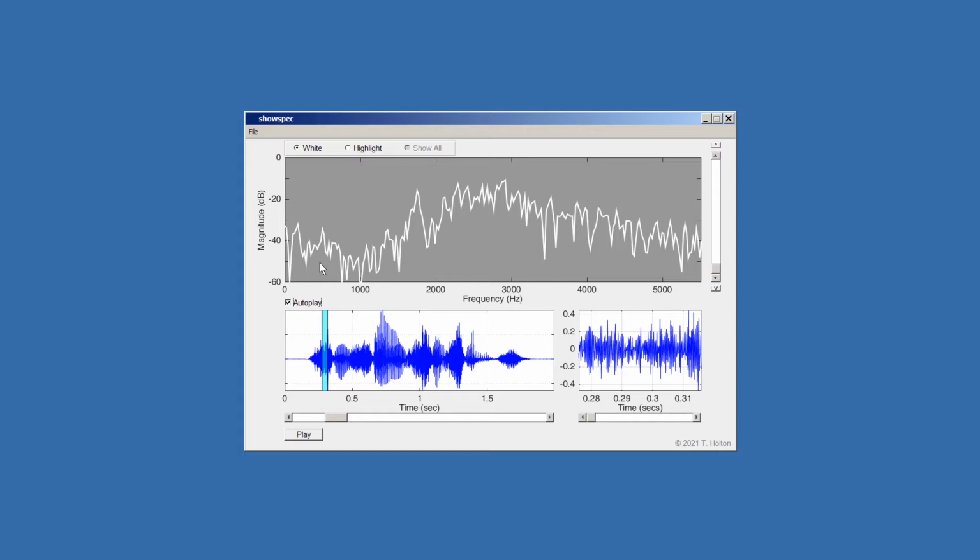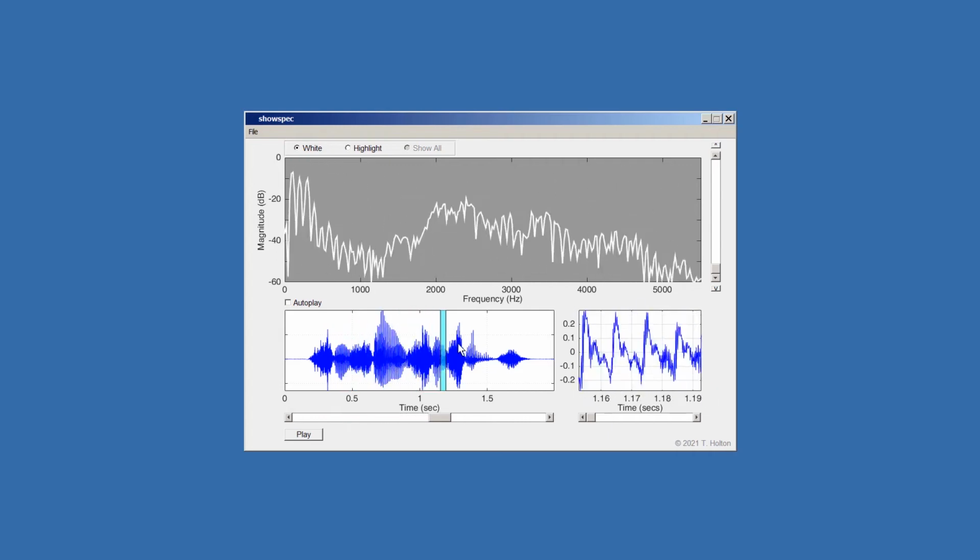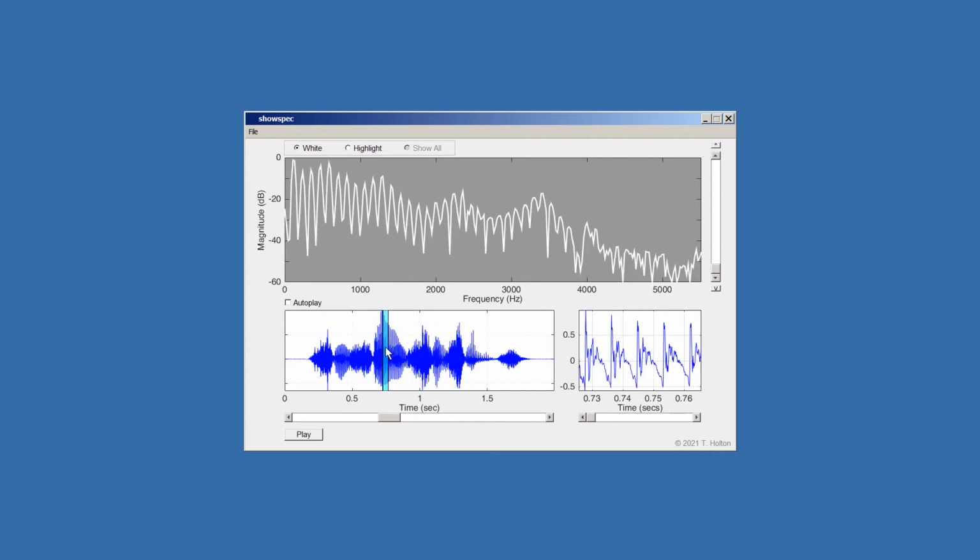You can now show that the spectrum of each little time slice changes from moment to moment. And ask the question, how do we come up with a simple pictorial representation that displays the magnitude of the spectrum as a function of both frequency and time? Let's take it in steps.